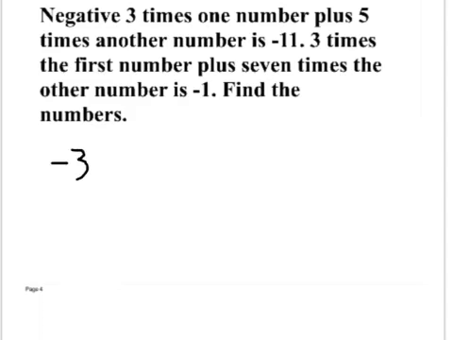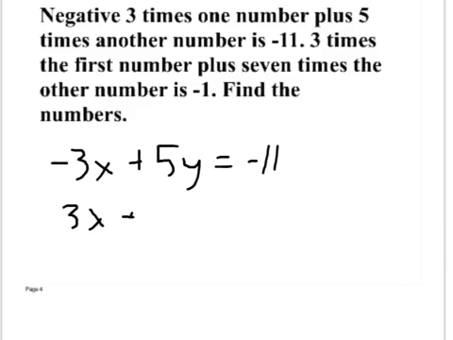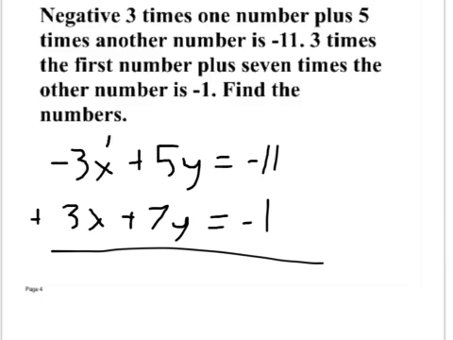Then the next thing is 3 times the first number plus 7 times the other number is -1. So then we just add these because it will eliminate. These are aligned and it will eliminate. 5 plus 7 is 12y equals -12. Divide by 12, y is -1.